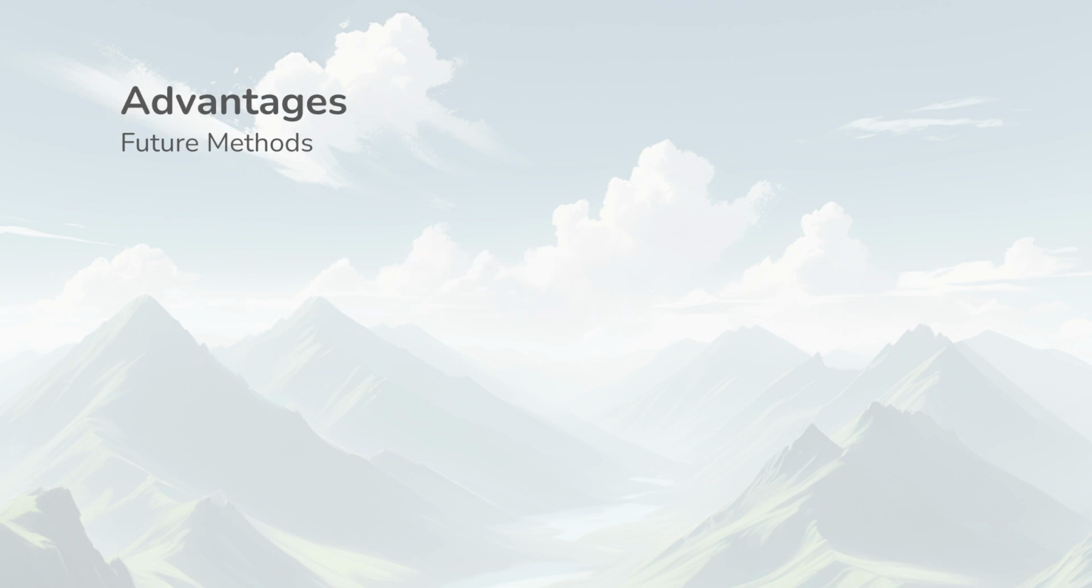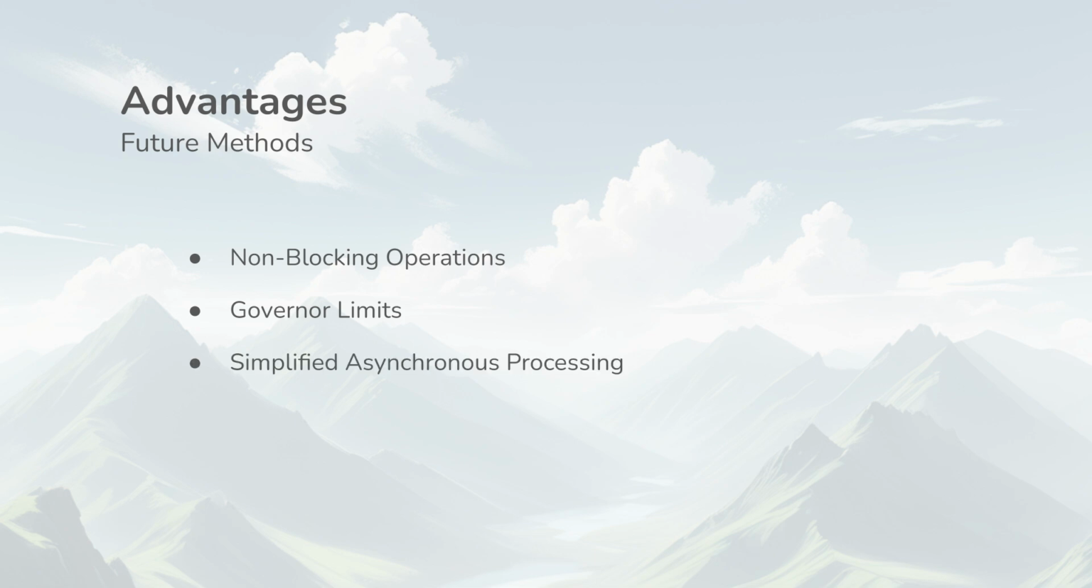Now, let's take a look at the advantages of future methods that make it so useful. Non-blocking operations. By running tasks in the background, they free up the main execution thread, making our application more responsive. Governor limits. They help us work around certain governor limits like CPU and heap size, allowing our code to handle more complex and bulk data operations. Simplified asynchronous processing. Compared to the other asynchronous processing options like batch Apex, queueable Apex, or scheduled Apex, future methods are easier to implement and understand.